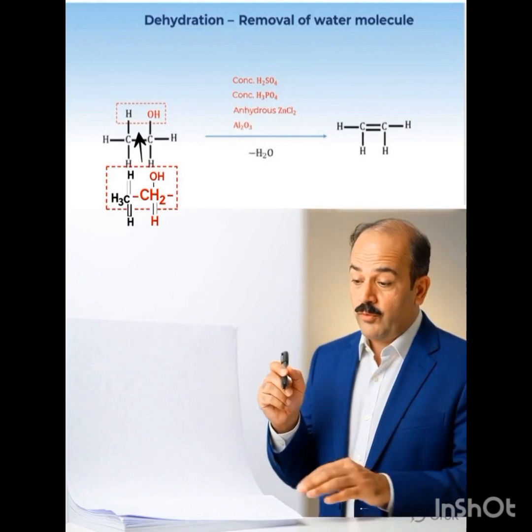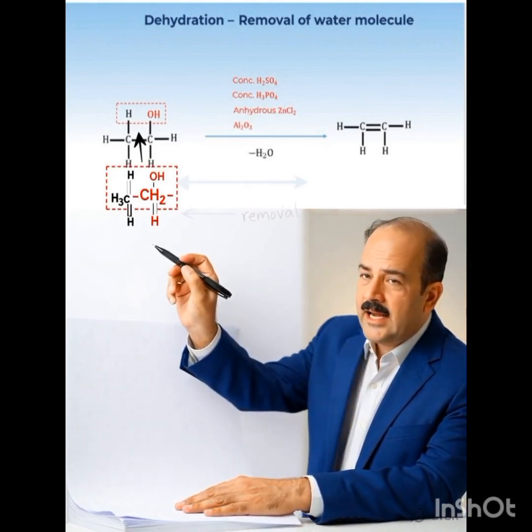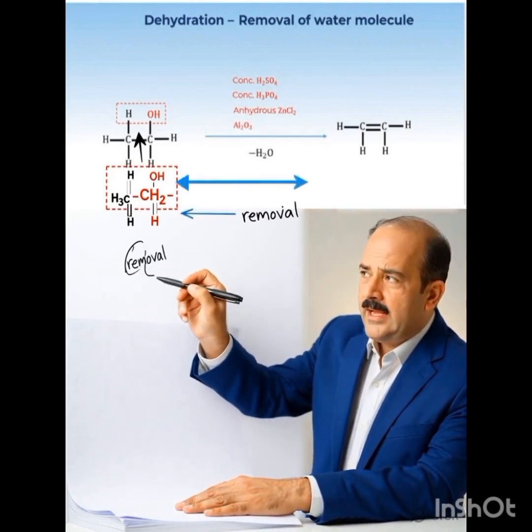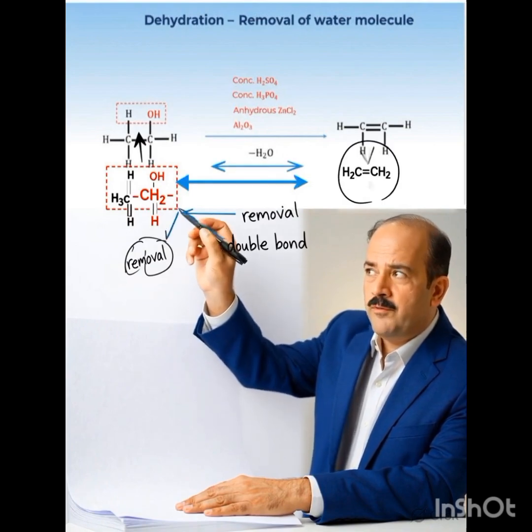Dehydration is the removal of water from a molecule. Here, ethanol reacts to form ethene and water. The hydroxyl group is removed as water, forming a double bond.